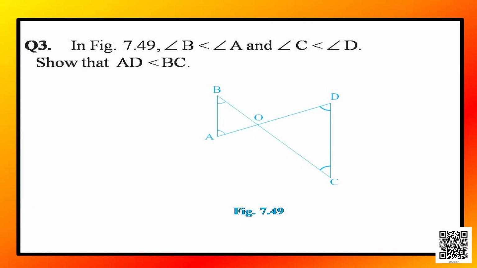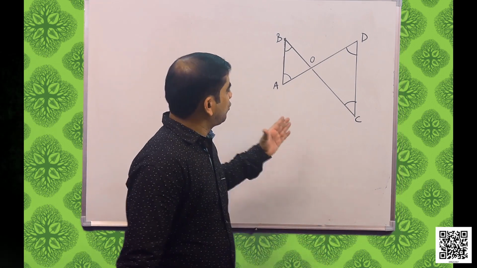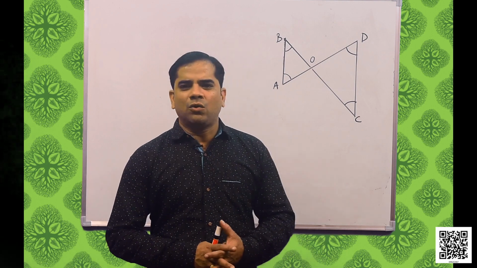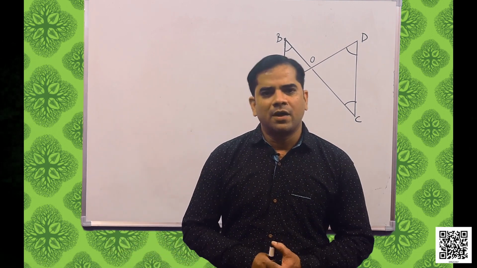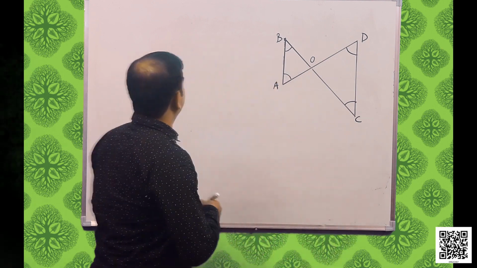Okay, students, let us now discuss question number 3. It says, in the figure, angle B is smaller than angle A and angle C is smaller than angle D, so that AD is smaller than BC. So let me draw the figure first, then we will go for the solution. Okay. So students, you can look at the diagram over here, or you can look at the diagram given in your book.